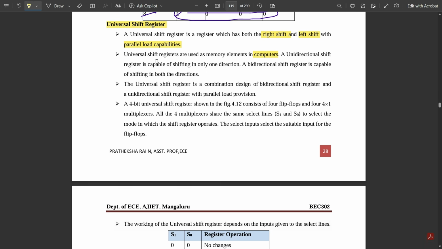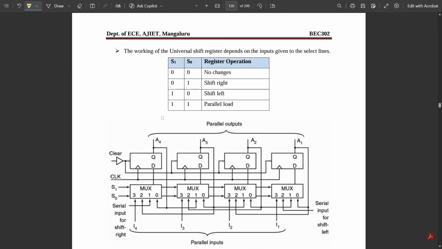A unidirectional shift register is capable of shifting in only one single direction, whereas the bidirectional shift register is capable of shifting in both directions. But here, since it is a universal shift register, the direction could be either unidirectional or bidirectional. It doesn't depend on it. Now the USR is a combination design of bidirectional shift register and unidirectional shift register with parallel load provision.